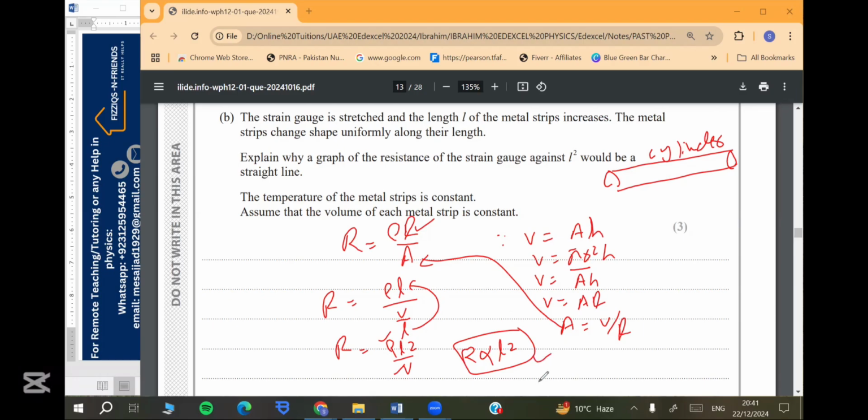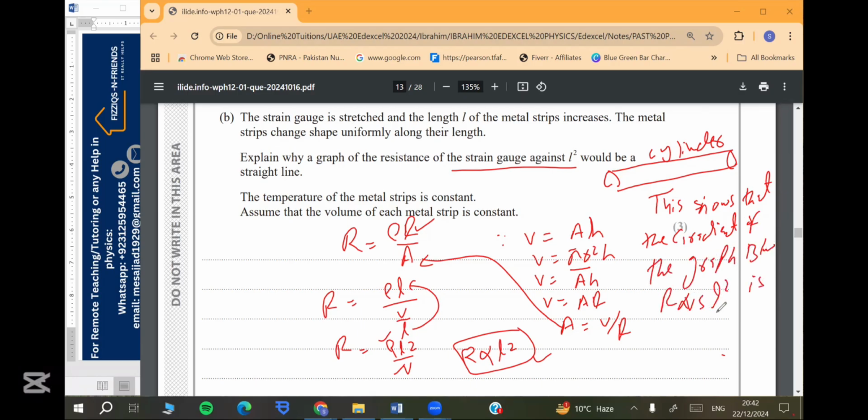This is actually enough to answer your 3-mark question, but we will say that this shows that the gradient of the graph between R versus L squared is constant, and when the gradient is constant, it means the graph is a straight line. Okay.